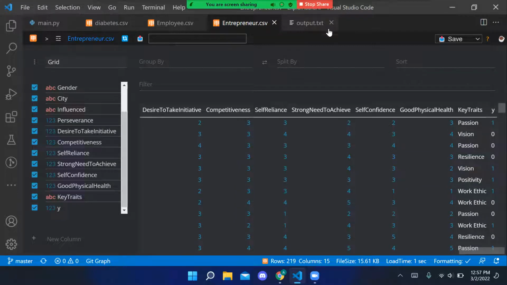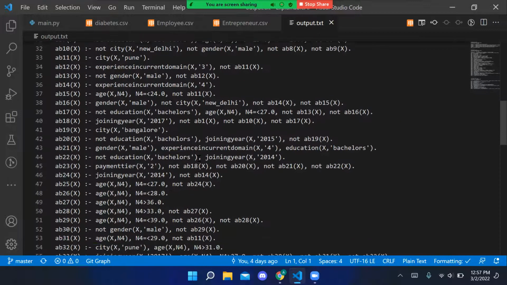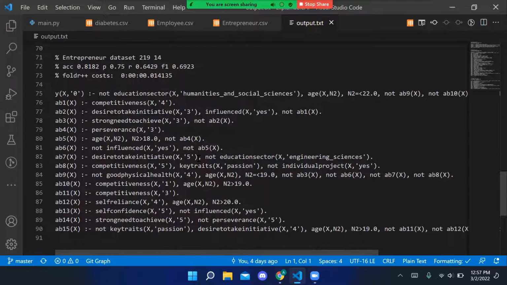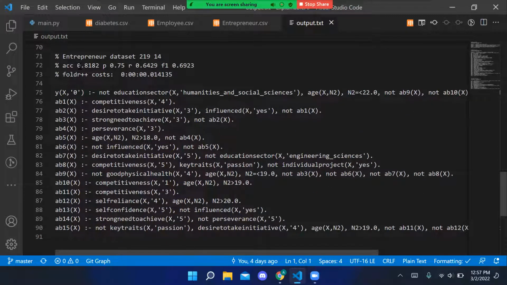So going back to the output for this data set, we see that the entrepreneurship data set had a high-ish accuracy of 81%. And it also had a similar problem to the employee data set, where it generated only one rule and had a lot of facts, which again tells me that it wasn't able to clearly determine what factors are the most important in determining entrepreneurship.